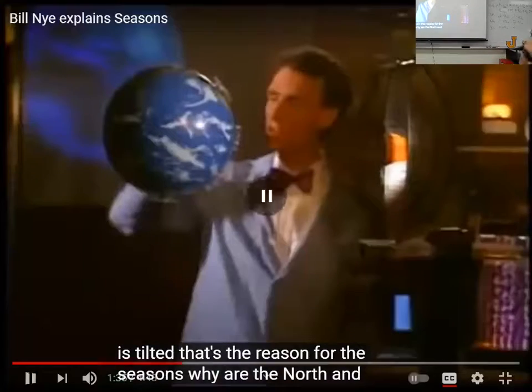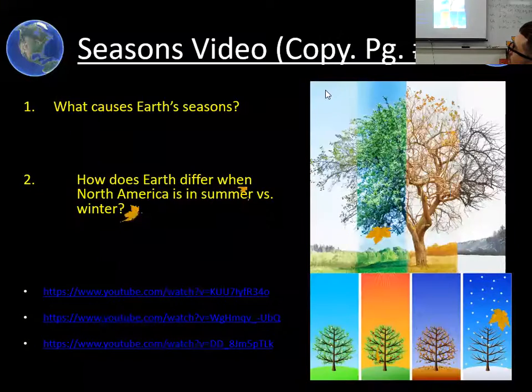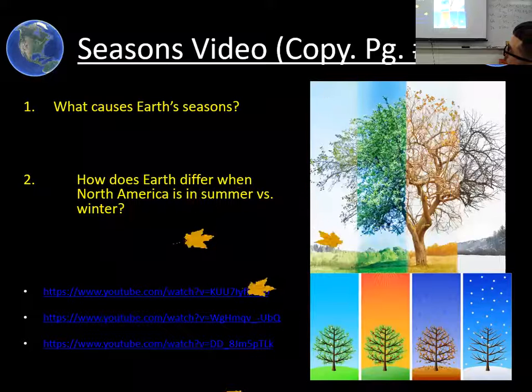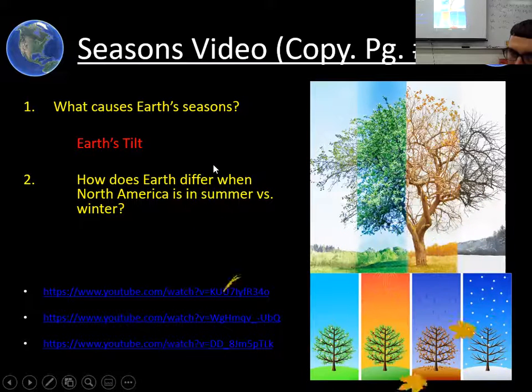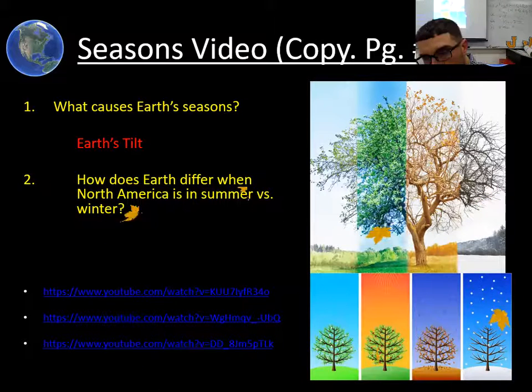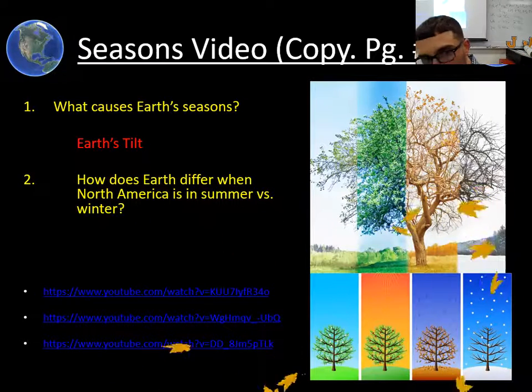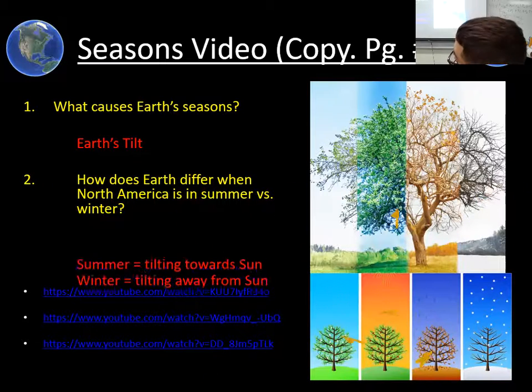All right, and so you heard it. The reason for the seasons is going to be Earth's tilt. So here in North America right now, it's winter, right? Earth's tilt is the answer for number 1. So here in North America, it's winter, which means are we tilted away or towards the sun? It's very cold out. We're tilted away from the sun, guys.